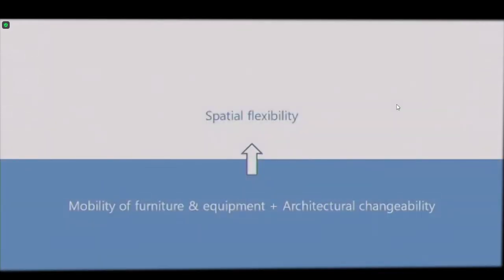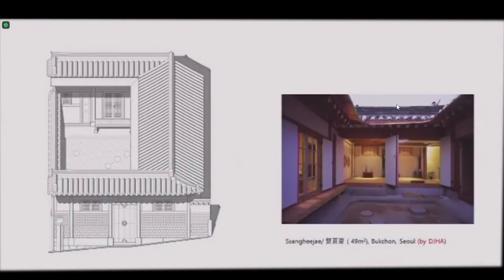So what we can say from these pictures is that mobility of furniture and equipment, when it is combined with architectural changeability, together they work to achieve a very high level of spatial flexibility. And this is the main theme of my talk today. The net result of living in this kind of living environment with a very high level of spatial flexibility is that even a very small house can accommodate a surprisingly large number of people.